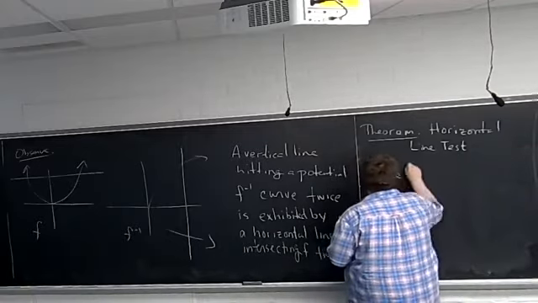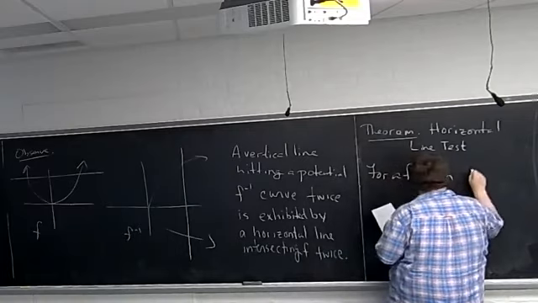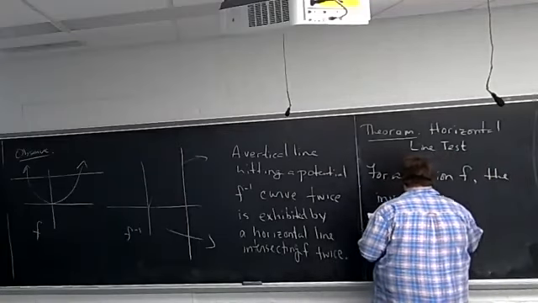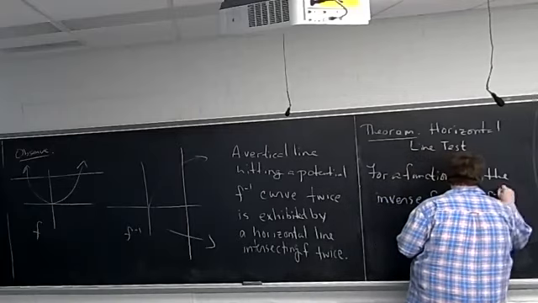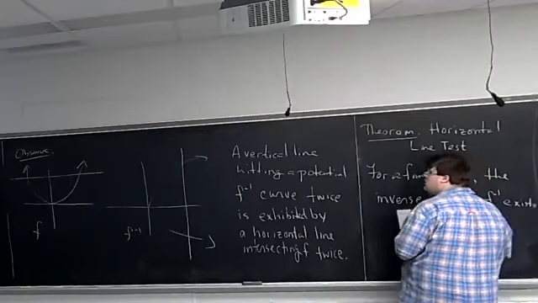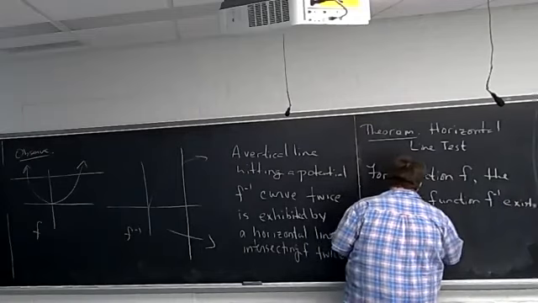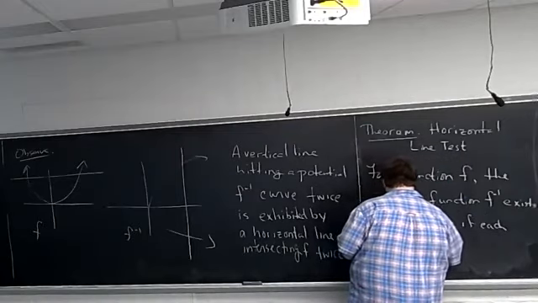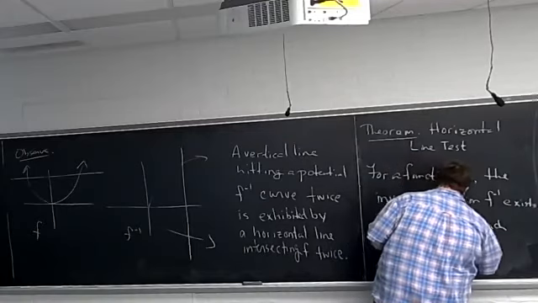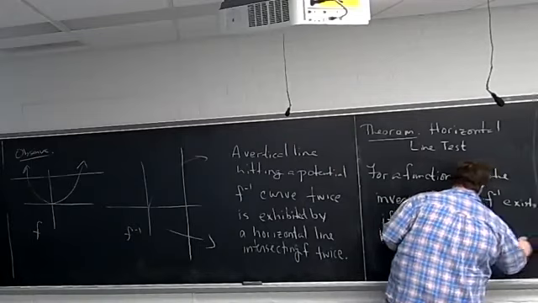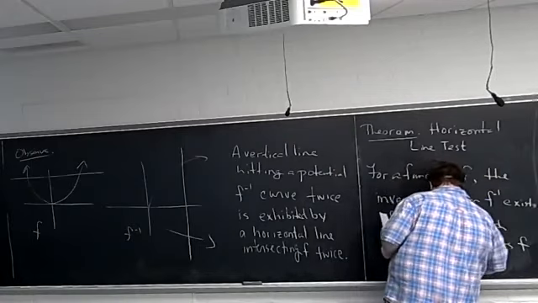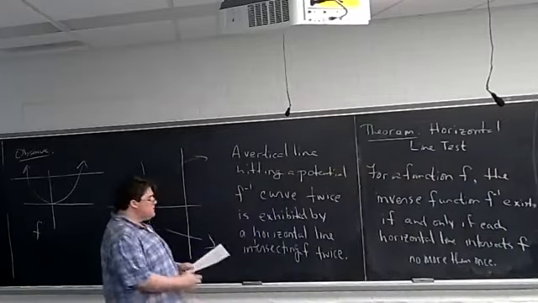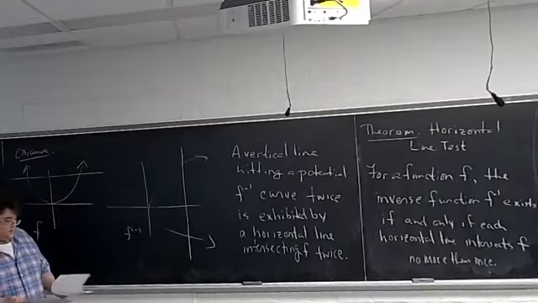For a function f, the inverse function f inverse exists if and only if each horizontal line intersects f no more than once. So the phrasing here is very similar to the phrasing for the vertical line test.